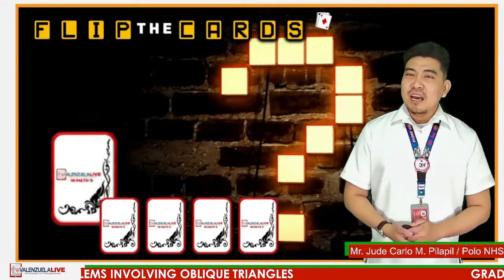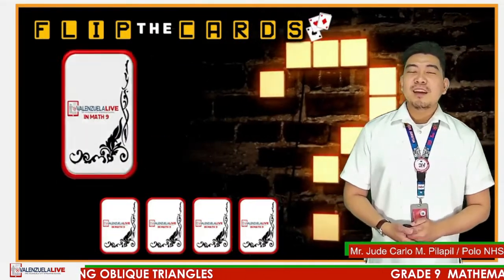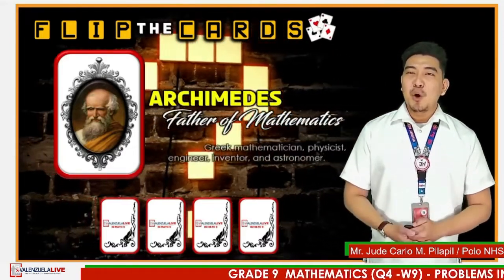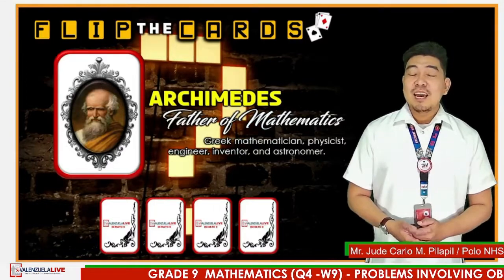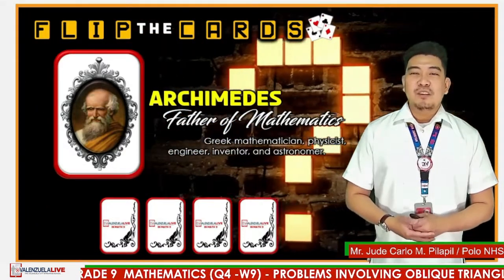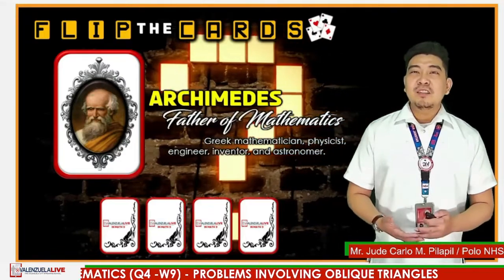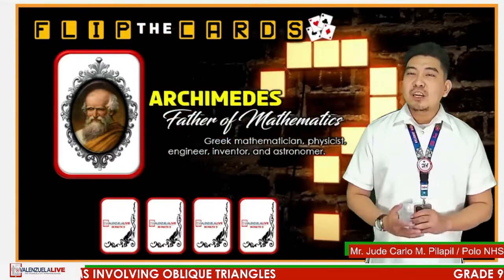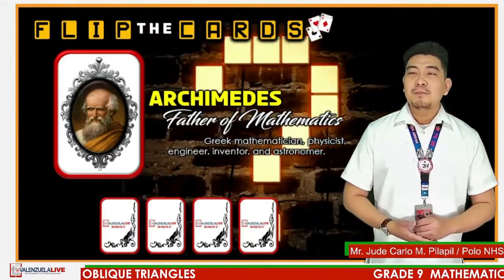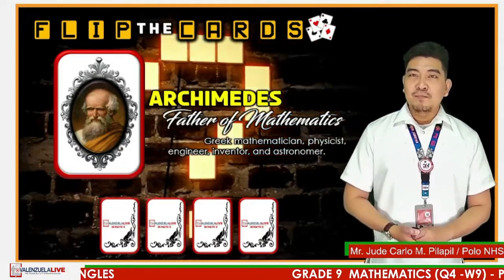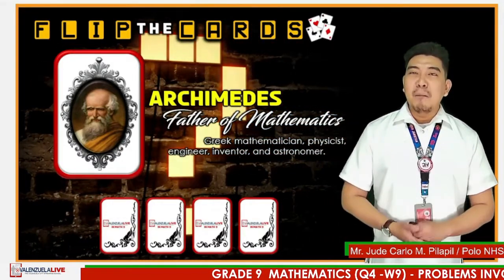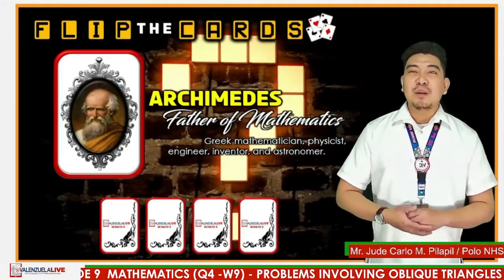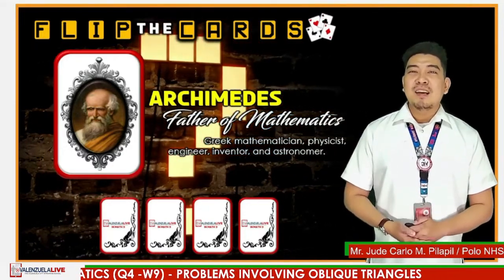Who is the mathematician that we are to unfold? He is none other than Archimedes. Archimedes is known as the father of mathematics. He is a Greek mathematician, a physicist, engineer, inventor, and astronomer. His notable work dealt on the discovery of the relation between the surface and volume of the sphere and its circumscribing cylinder, and of course, our irrational number pi. In addition, he is well known for his hydrostatic principle, known as the Archimedes principle.